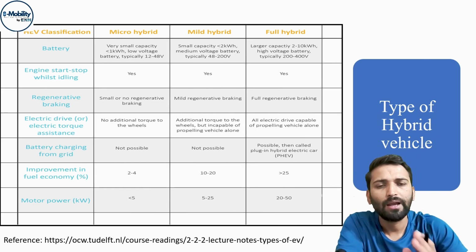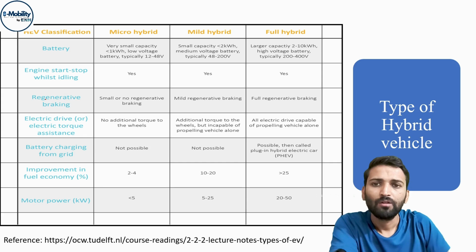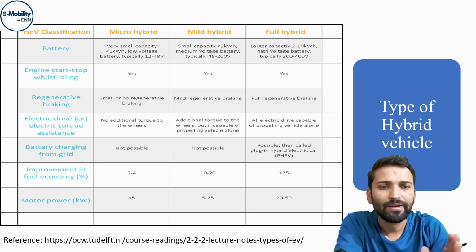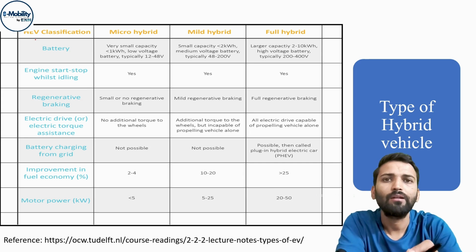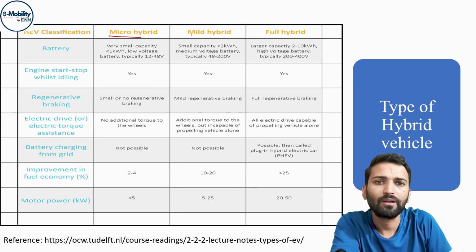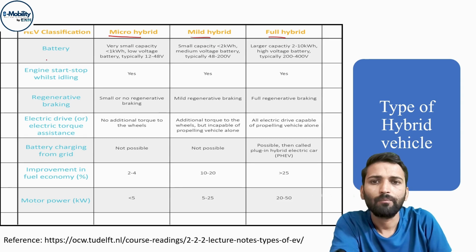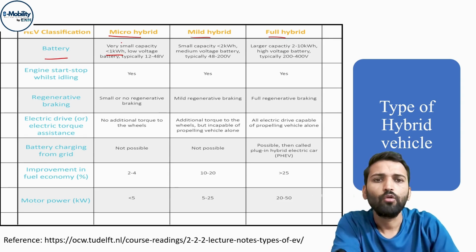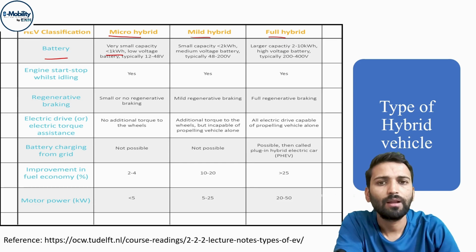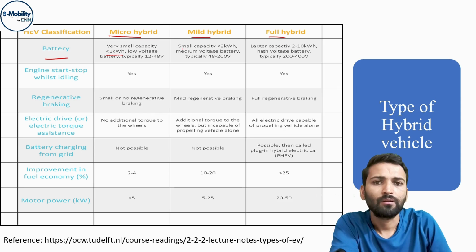Next is, what are the classifications of hybrid electric vehicle? We all know that in hybrid electric vehicle we use both energy sources, that is the fossil fuel and also the battery energy. But the split between the battery energy and the fuel energy defines what kind of hybridization has been done. So hybrid electric vehicle can be categorized into three types: full hybrid, mild hybrid or micro hybrid. In micro hybrid we use a very low capacity of battery, that is less than 1 kilowatt hour.